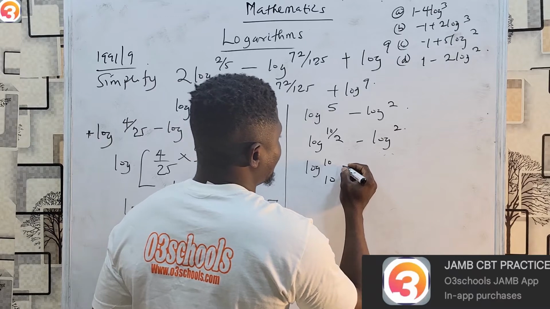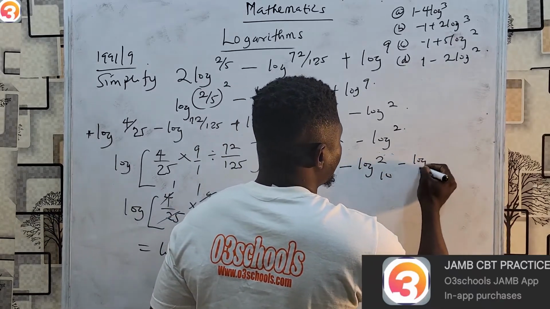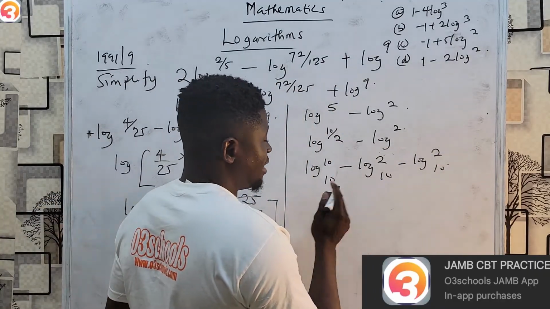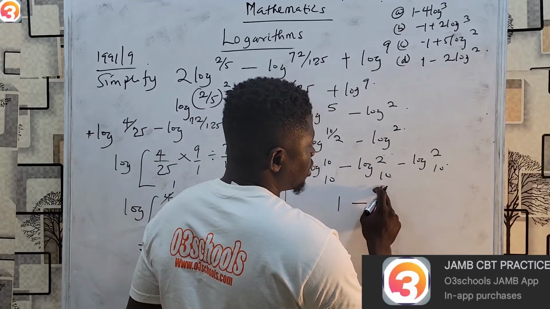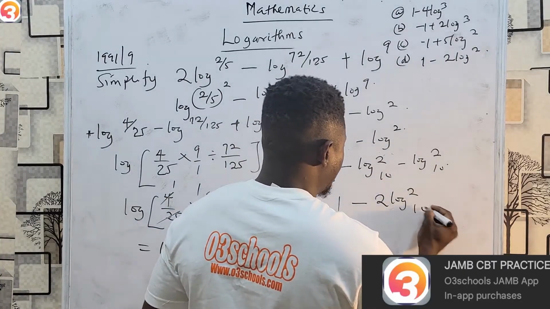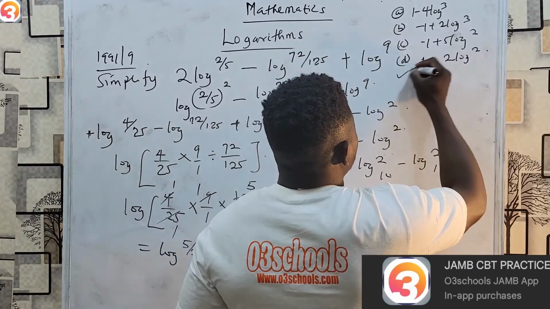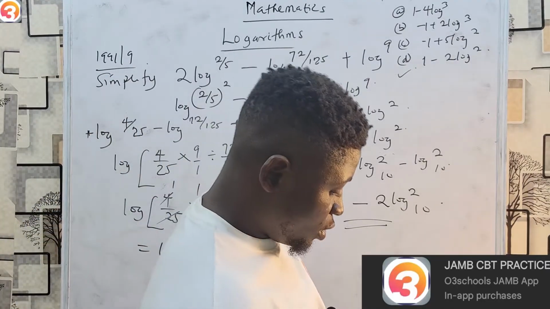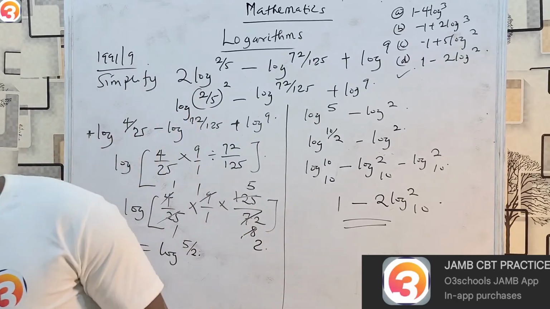So I'm going to have logarithm of 10 base 10. This is base 10, right? Minus logarithm of 2 base 10, minus logarithm of 2 base 10. Logarithm of 10 to base 10 is 1. Minus 2 log 2 is equal to 1 minus 2 log 2 base 10, right? So this will be our final answer. And of course, the answer is in the options. Are we together?